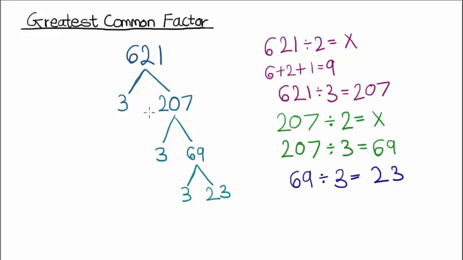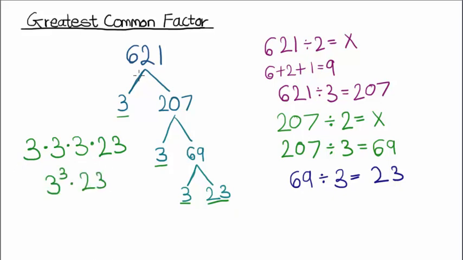Now all I really need to do is write these prime numbers over here as a product. So my final answer is 3 times 3 times 3 times 23. Another way of writing this over here is to use exponents and write this like this over here. So the prime factorization for the number 621 is 3 to the power of 3 times 23.